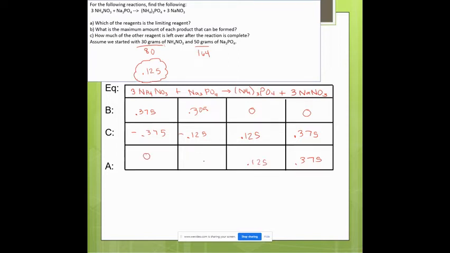This is 0, and then if we subtract 0.125 from 0.305, we end up with 0.18. All right, so that's how many moles of excess we're going to end up with. Then we need to multiply these by their molar masses. So for this one, I'm going to multiply by the molar mass for sodium phosphate, which is 164.